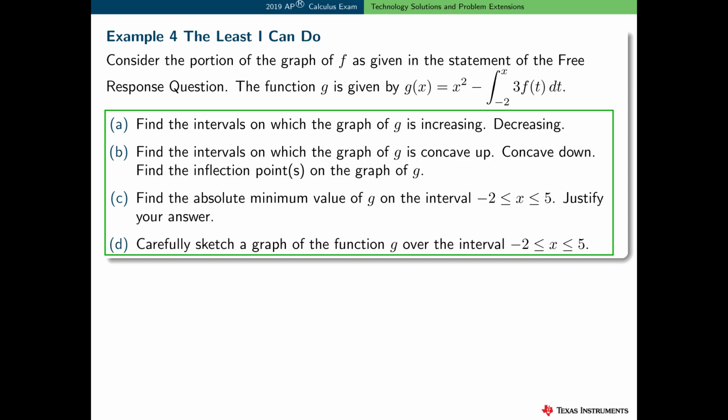Find the intervals on which the graph of g is increasing, and find the intervals on which the graph of g is decreasing. Find the intervals on which the graph of g is concave up and concave down, and find the inflection points on the graph of g. Find the absolute minimum value of g on the interval minus 2 to 5, and justify your answer. And finally, carefully sketch a graph of the function g over the interval minus 2 to 5. And you might consider using technology to solve this problem.